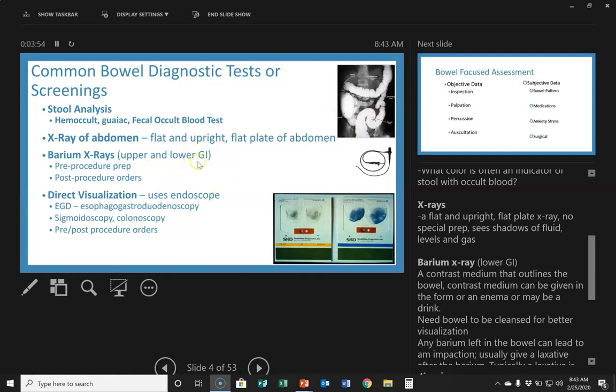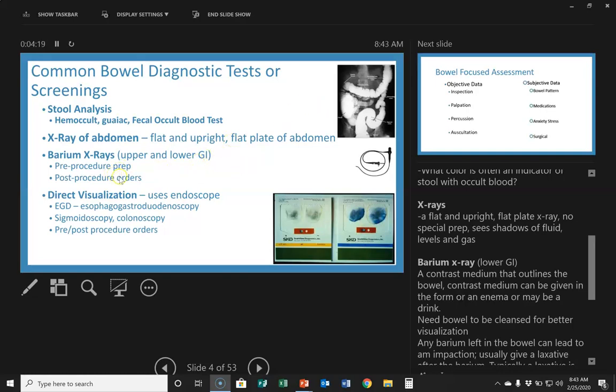Barium x-rays, upper and lower GI barium x-rays. So barium is a type of contrast that we use to really define what is going on. So that's why this is lighting up so bright. For lower GI, this is going to be done by enema. For an upper GI, for visualizing the esophagus and the stomach, it's going to be an oral prep, a PO prep that they're going to have to drink.